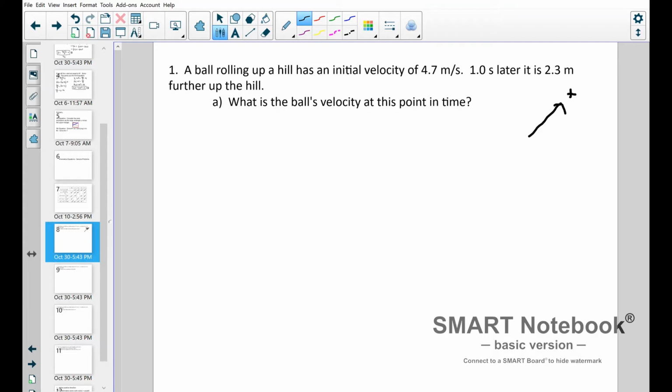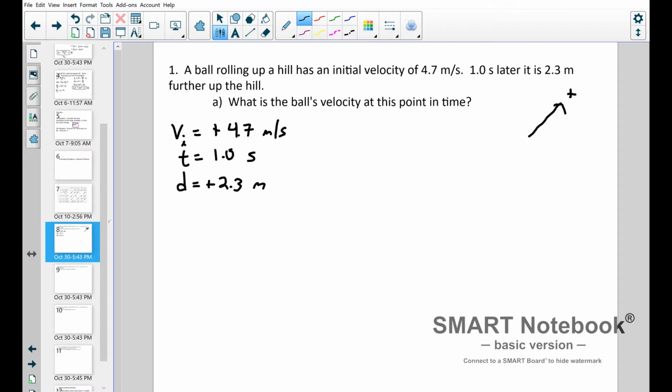Then I'm going to write out the information that I know using my direction convention for the signs. So my initial velocity is plus 4.7 meters per second because it's going uphill. The time involved is 1 second. That one doesn't need a sign because time is scalar. And my displacement is plus 2.3 meters.